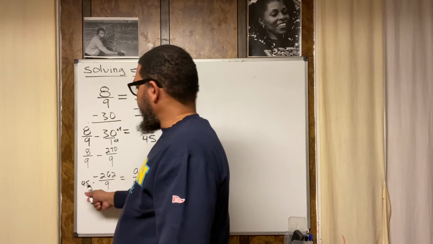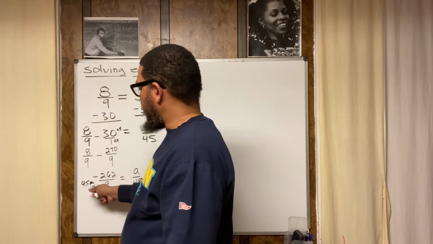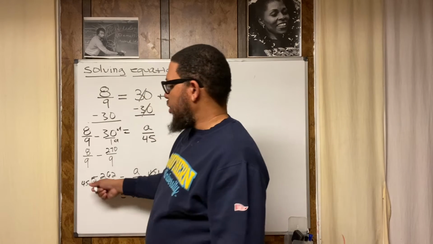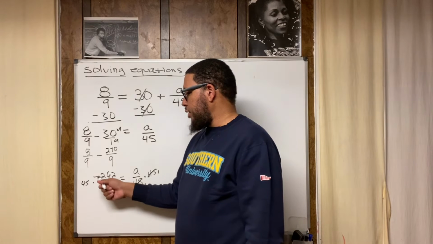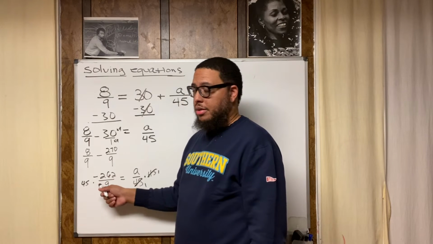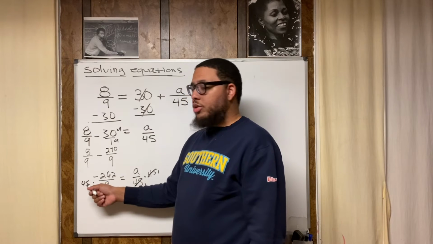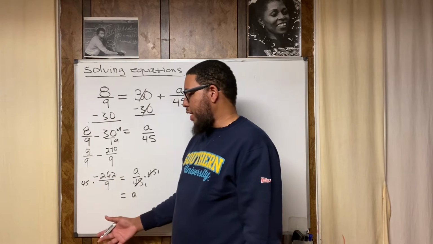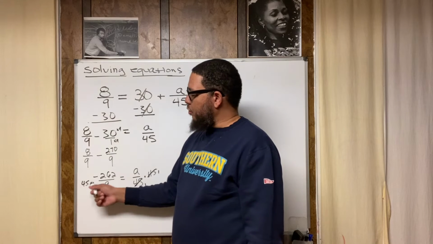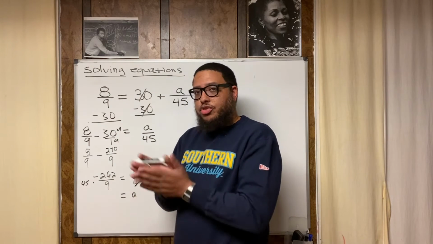I'm going to cross cancel the 45 with the 9. Cross cancel. You don't multiply 45 by both of these numbers. That's a common mistake. A lot of people do that wrong. They do 45 times negative 262, and they're going to do 45 times 9 to get a new fraction. That's wrong. You only multiply this 45 by the numerator if you were going to do straight multiplication.